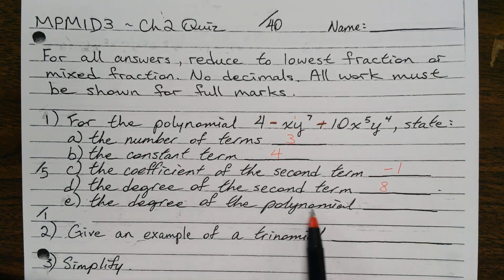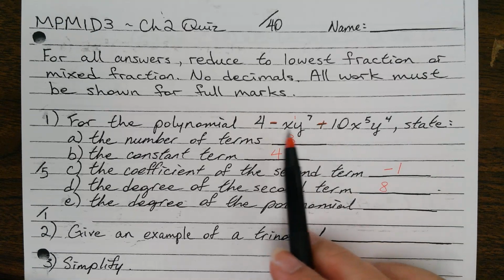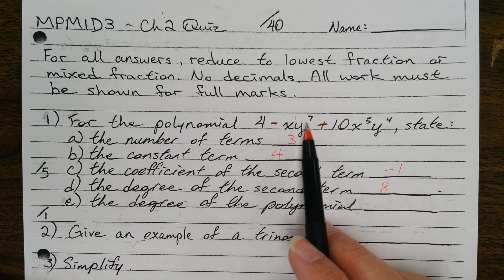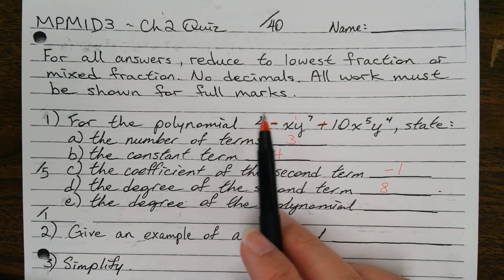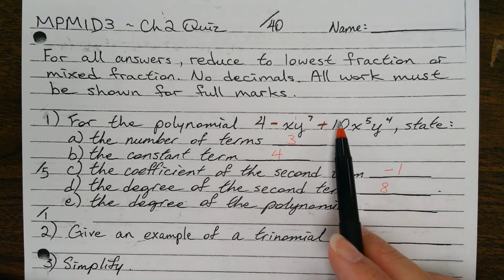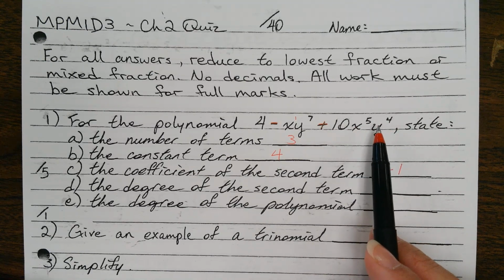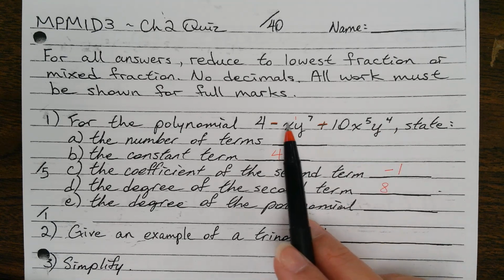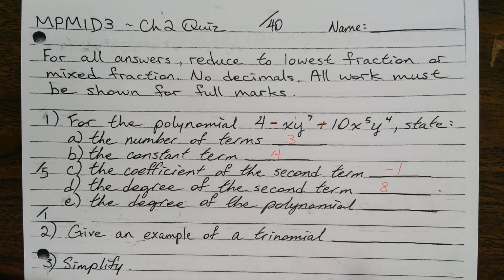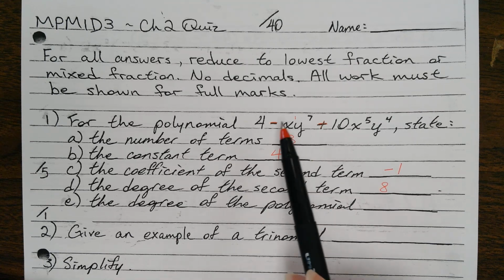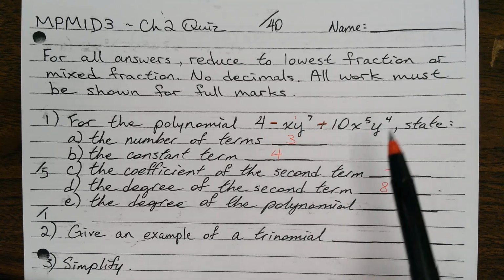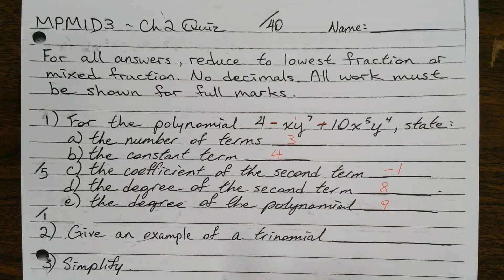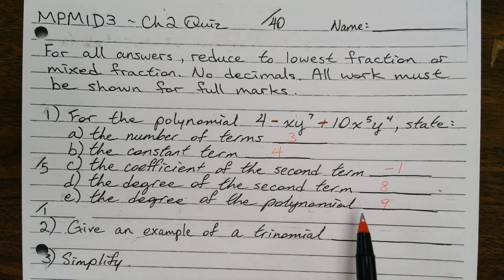Anjali, the degree of this overall polynomial. Okay, so we know the degree of this term is 8. We know the degree of this term is 0. What's the degree of this term? 5 plus 4? 9. Okay, so what's the highest out of the 3? This was 0, this was 8, this was 9. So the highest of the 3, 9. Right.